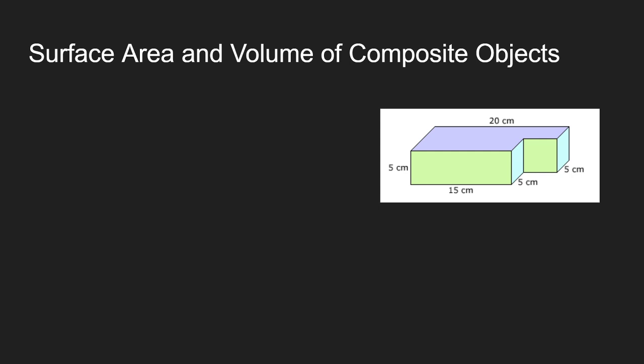In this particular shape, you can think of it a couple of different ways. You have one large rectangular prism and a small cube has been taken out of it, or perhaps you have a 5 by 5 by 20 rectangular prism, and then attached to that is a 15 by 5 by 5 rectangular prism. So it's more than one shape put together.